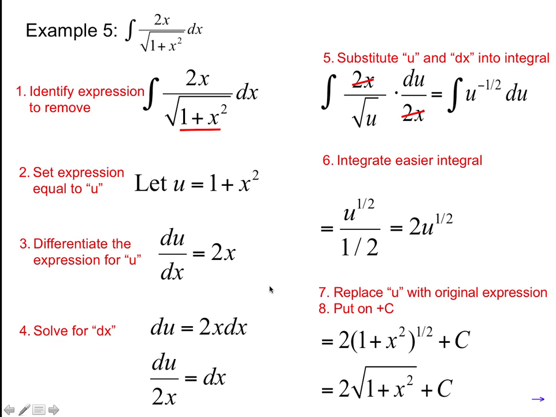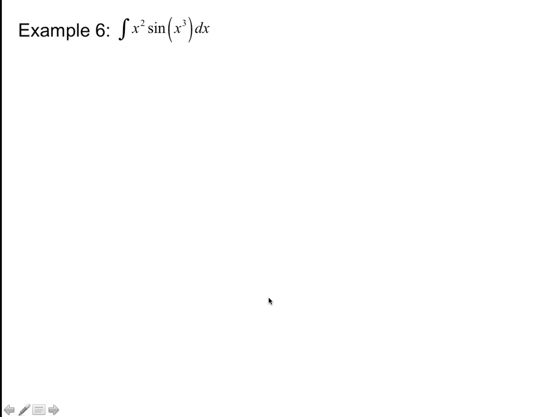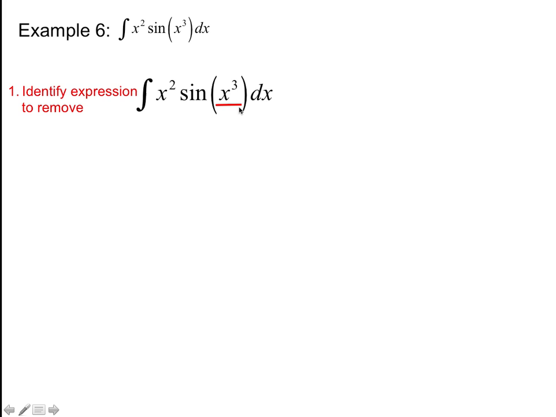So let's take a look at example 6. Again, we have this expression which looks quite complicated, but we also see a function in here, this inside function, and its derivative. We're going to key into these grouping symbols, and when we identify an expression to remove, we're typically removing something inside some grouping symbols. So we're going to remove the x cubed.